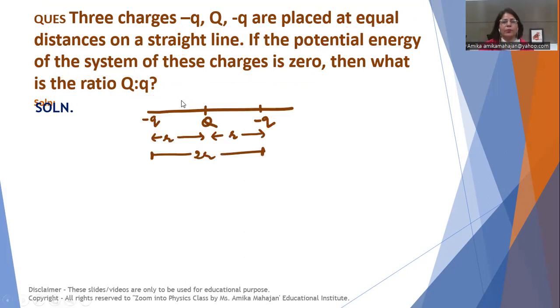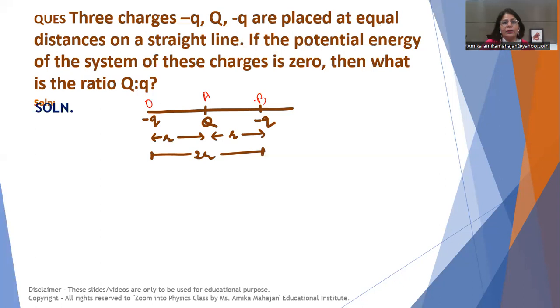Now this is the placement of charges. We take 3 points O, A, B. The distance of A from O is R and the distance of B from A is R. So the distance of B from O will be 2R. So we are placing all the three charges: -q at O, capital Q at A and -q at B along a straight line.